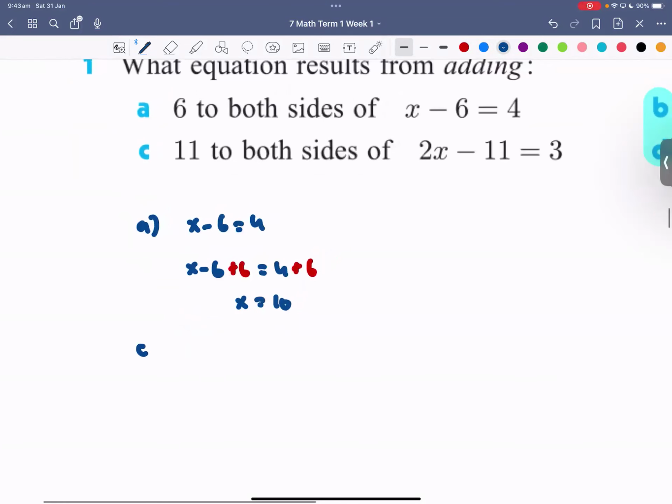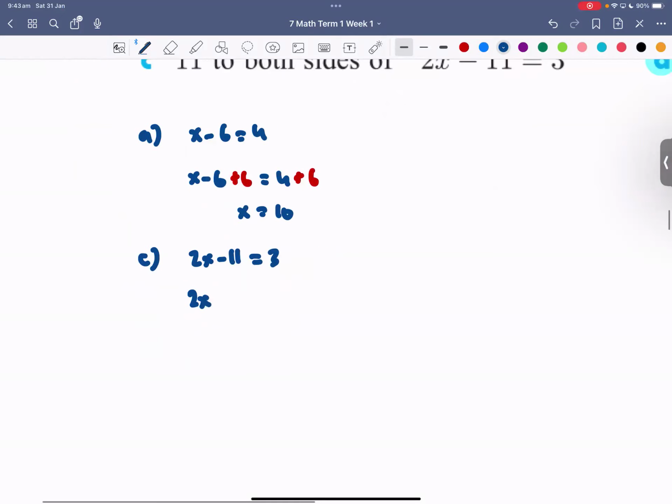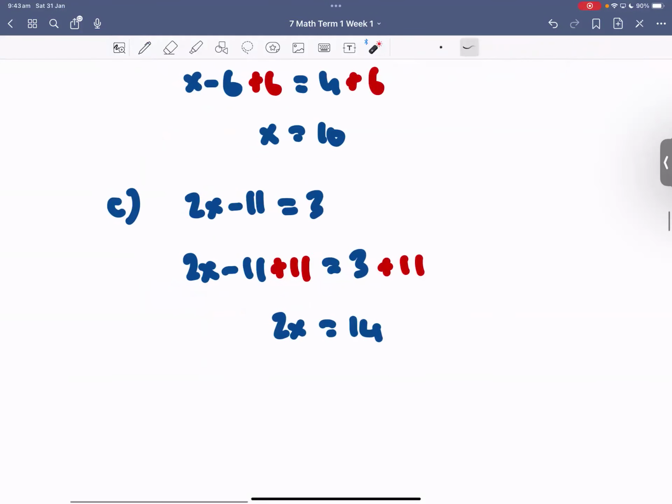All right, what about C? I have to add 11 to both sides. So I've got 2x take 11 is 3. I need to add 11 to both sides. If I add 11 to this side, I'm going to write plus 11 here. And I'm going to add 11 to the other side. Whatever I do to one side, I do to the other side. All right, and what does 2x take 11 plus 11 become? 2x. And what's 3 plus 11? 14.